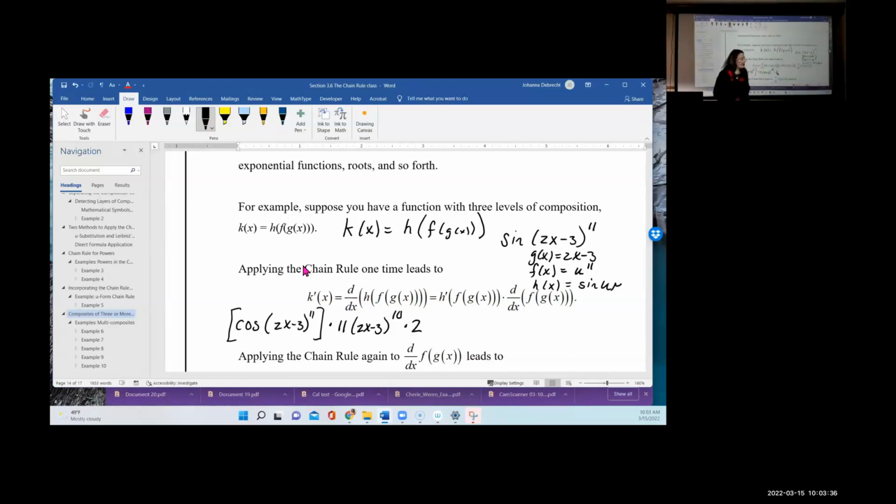All right. And then the last thing that we would do, of course, would be to clean this up. Because I have cosine, which has an argument to it, it will probably go at the back. I would combine the 11 and the 2 and write that as 22. So this would become 22 times (2x minus 3) to the 10th power times the cosine of (2x minus 3) raised to the 11th power. This would be the derivative of that 3-layer deep nested composition function.